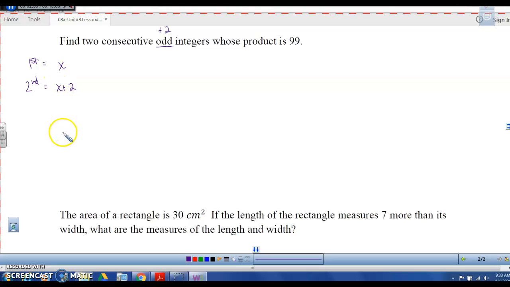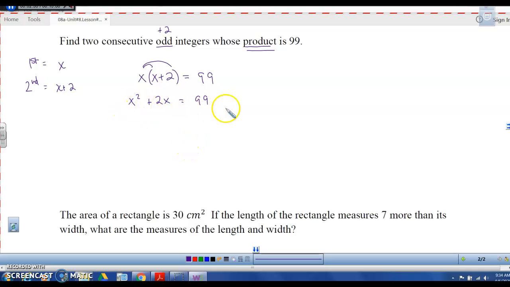Okay, now what's different about this kind of problem, this time it says their product is 99. What does product mean to do? Product means to multiply. So this means if I take the first one times the second one, x times x plus 2, it's going to equal 99. Okay, solve for x. Distribute, distribute. X squared plus 2x equals 99.